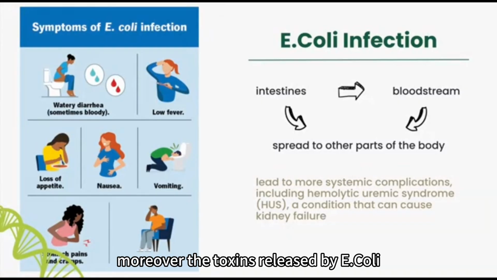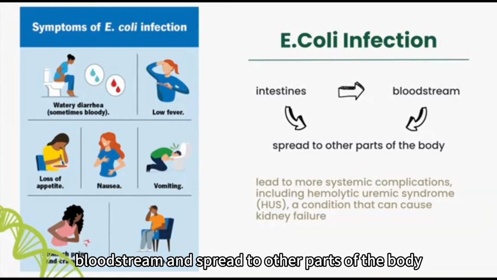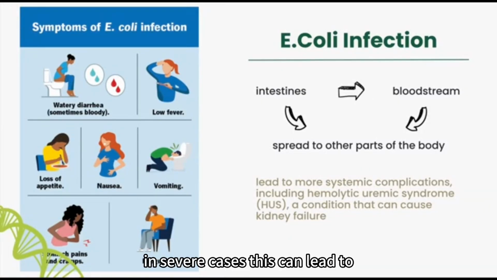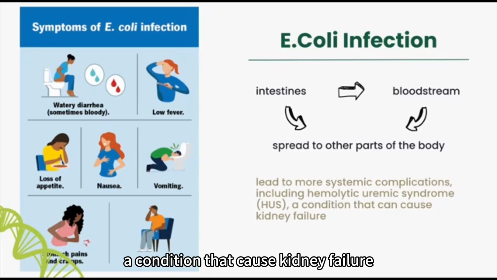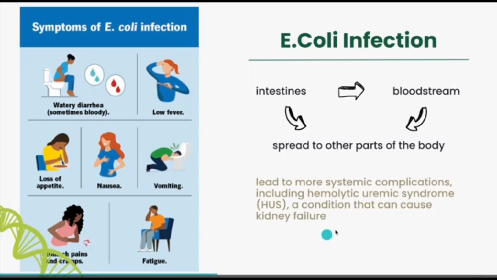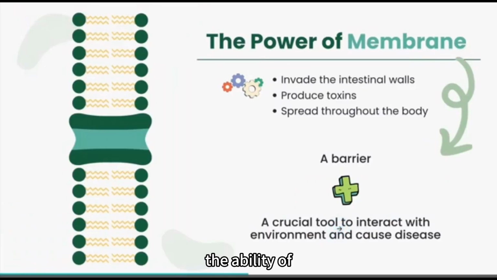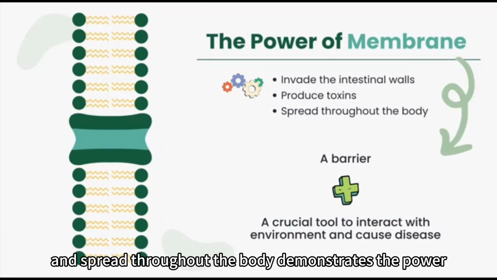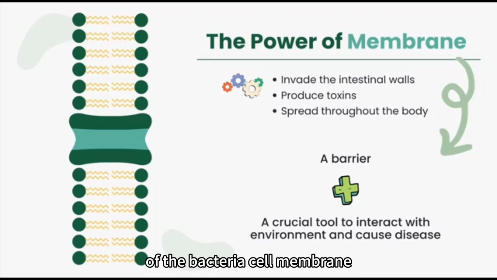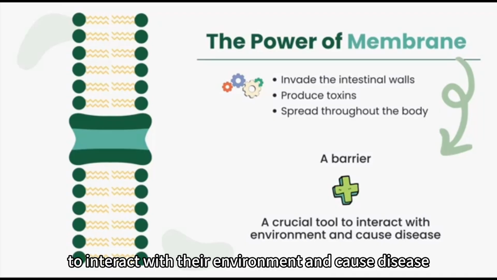Moreover, the toxins released by E. coli don't just affect the intestines, they can also enter the bloodstream and spread to other parts of the body. In severe cases, this can lead to more systemic complications, including HUS, a condition that causes kidney failure. The ability of E. coli to invade the intestinal walls, produce toxins, and spread throughout the body demonstrates the power of the bacterial cell membrane in facilitating infection. The membrane is not just a barrier, it is a crucial tool that bacteria use to interact with their environment and cause disease.